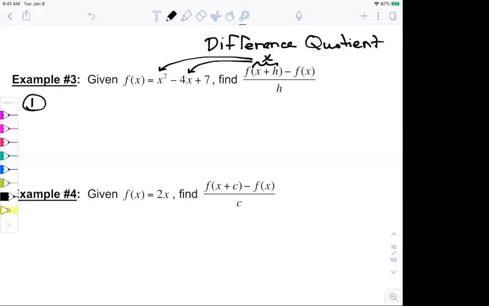So I have x squared. Well, now it becomes x plus h squared. And then it says minus 4 times x. Well, x is x plus h. And then it says plus 7.